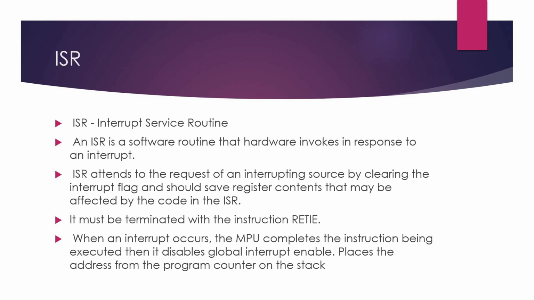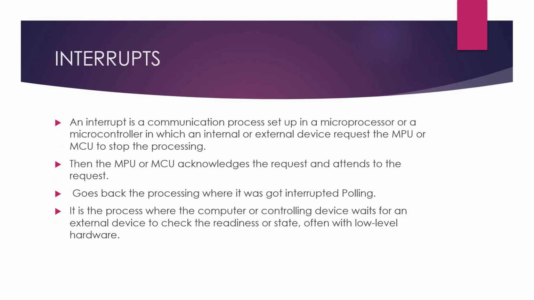Then let me jump into the next topic, interrupts. An interrupt is a communication process set up in a microprocessor or a microcontroller in which an internal or external device requests the MPU or MCU to stop the processing. Then the MPU or MCU acknowledges the request, attends to it, and goes back to the processing where it got interrupted. Polling is the process where the computer or controlling device waits for an external device to check the read lines or state, often with low level on.